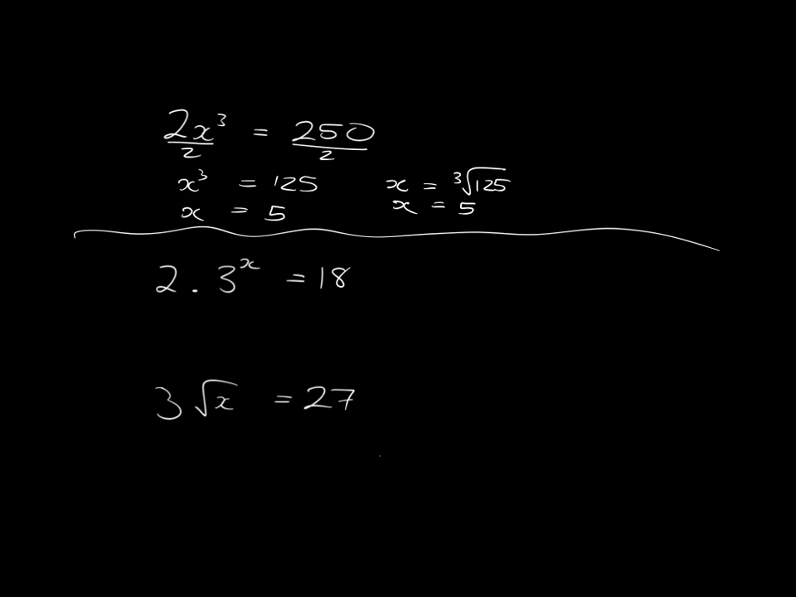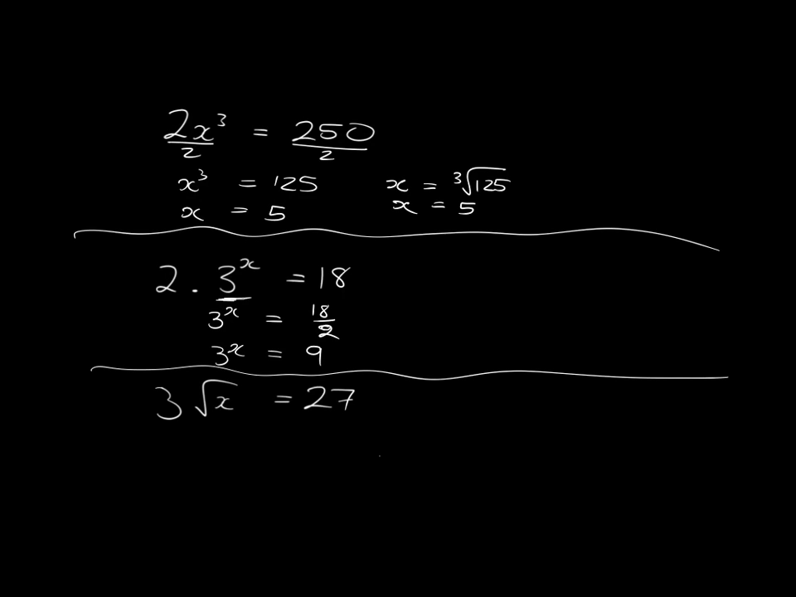Okay, what about one like this? 2 multiplied by 3 to the power of x is 18. Well, I want to work out what x is, so let me get this 3 to the power of x by itself. To do that, I must divide the left-hand side by 2, and if I do that to the left, I must do that to the right. So I get then that 3 to the x is equal to 18 over 2, which is 9.